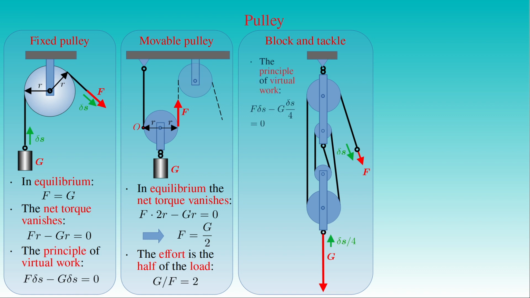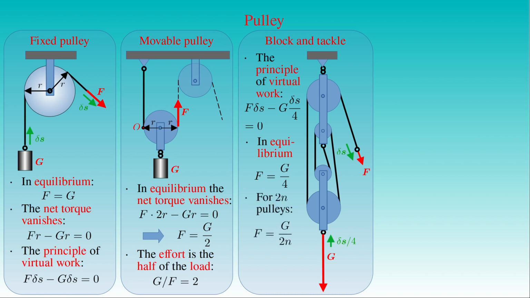Then the principle of virtual work states that the magnitude of the force F times the length of the displacement delta S, minus the magnitude of the force G times the length of the displacement delta S over 4 is equal to 0. As a result, the magnitude of the effort F is equal to the magnitude of the load G over 4, which is the force exerted on each of the 4 ropes connecting the pulleys in the block and tackle. For a block and tackle of 2 times N pulleys, the magnitude of the effort F is given by the magnitude of the load G over 2 times N in equilibrium, and its mechanical advantage is given by 2 times N.